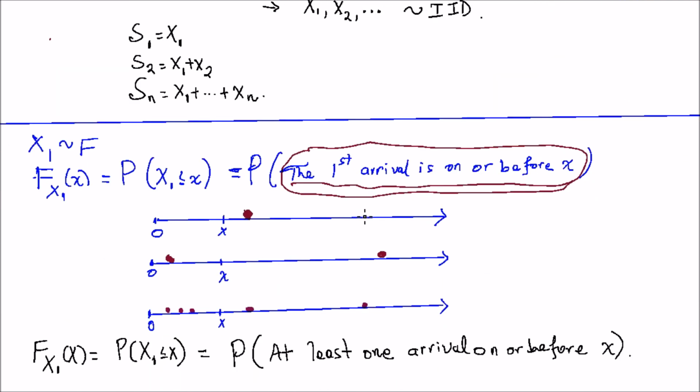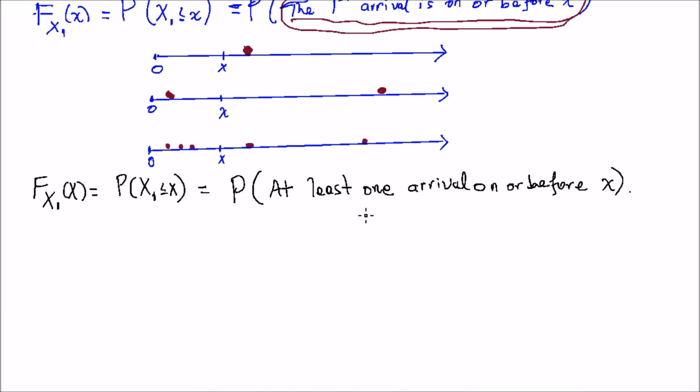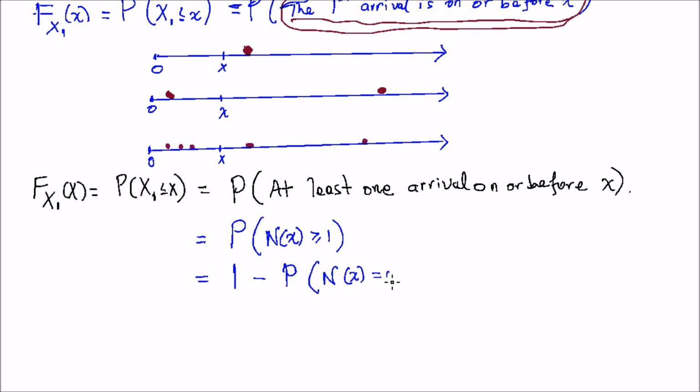All right, we bring that down here, and we can write the CDF of X1 as the probability that the number of arrivals up until time x is at least 1. Okay, we write it in terms of N, and that is equal to 1 minus the probability that N(x) equals 0. It's easier to work with a complement.